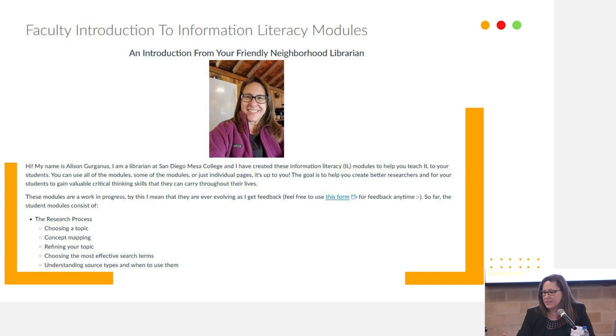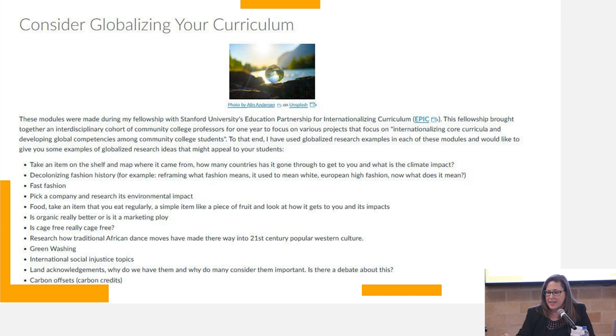I also use the opportunity to put some focus on making the choice to globalize some of their curricular decisions. So here, more specifically, I have a snapshot of the page of Globalizing Curriculum. It explains a bit about my EPIC fellowship journey and gives a number of globalized research ideas to consider, such as decolonizing our idea of fashion history, looking at the environmental impact that a single food item can have on its journey to your plate, reasons for femicide around the world, medical tourism, and greenwashing.